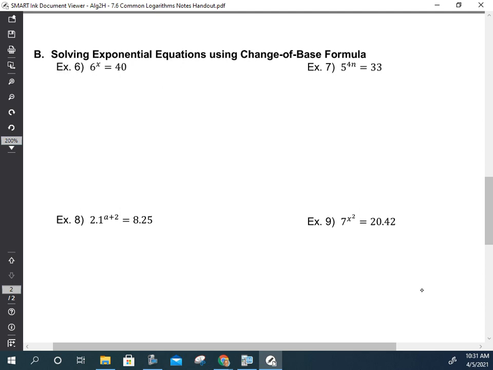So, example 6. We have 6 to the x power equals 40. If you think back to when we started exponential equations, if we could rewrite these with the same base, then we're good to go. But there's no way you can rewrite 40 as 6 raised to some power. 6 to the second power is 36. That's not big enough. 6 to the third power is 216. That's too big. So you can't rewrite it that way.